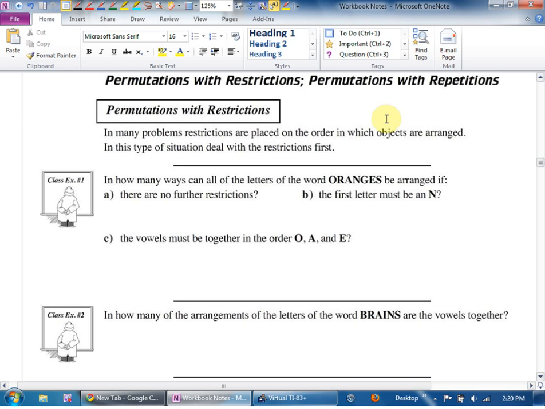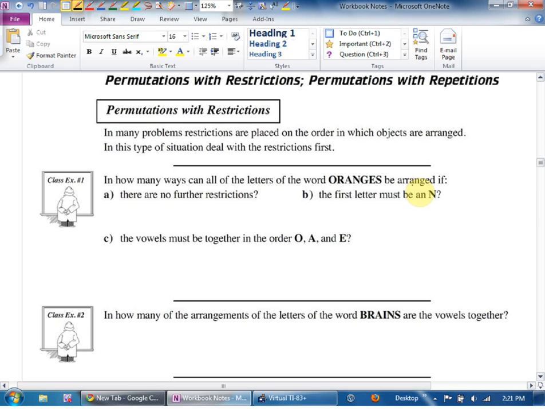Okay. And the first thing we're going to look at here are curveballs. Our permutations, it says, with restrictions. What it really means here is, what if a certain letter has to be in a certain place? So, in how many ways can all of the letters of the word oranges be arranged if... Now, double check. The word oranges, any letter repeat? Nope. Okay. So, I'm not worried about dividing, dividing, dividing.